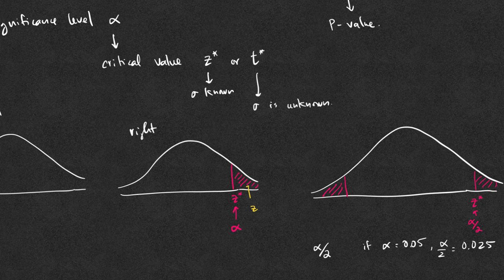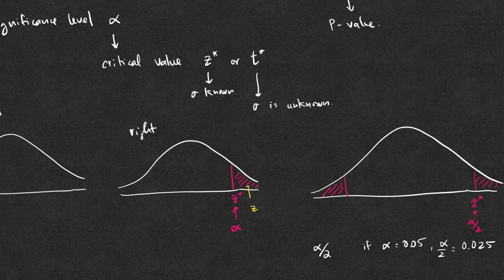alpha over 2. And now we have two rejection regions, one on the left and one on the right. We do not know which one. However, when we compute the test statistics, if the test statistic falls into any of the two rejection regions, we would reject the null hypothesis.